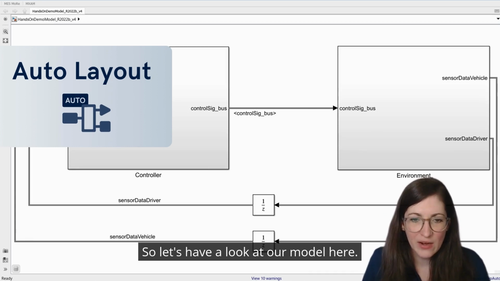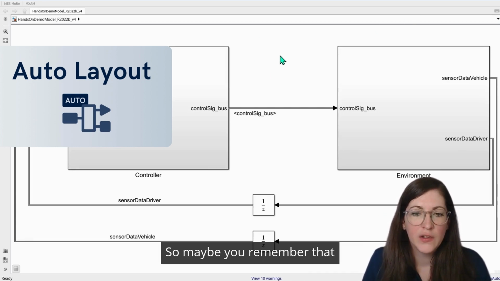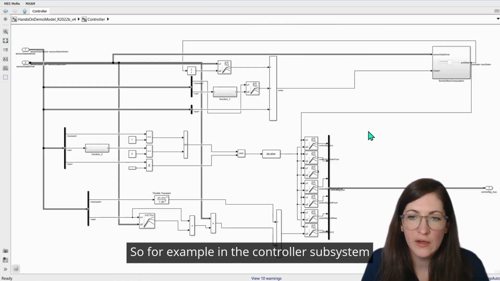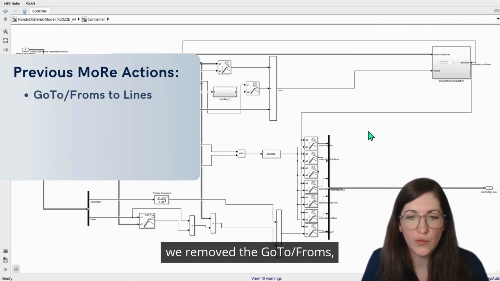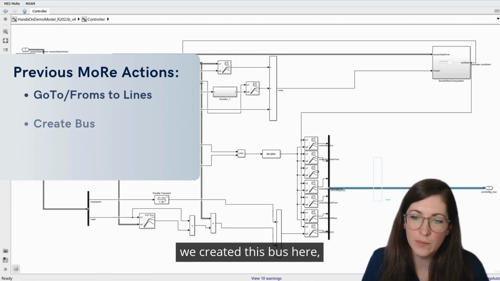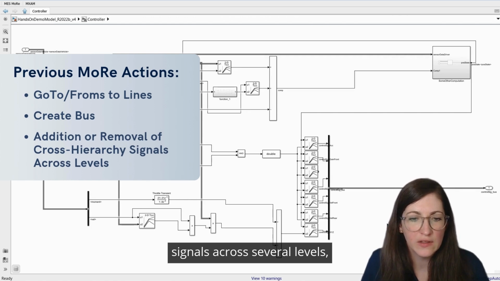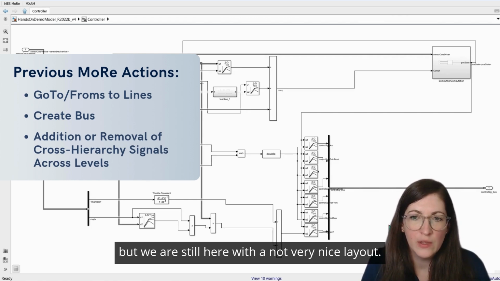So let's have a look at our model here. Maybe you remember that we already did quite some work here. For example, in the controller subsystem, we removed the go to froms, we created this bus here, we also removed and added signals across several levels, but we are still here with a not very nice layout.